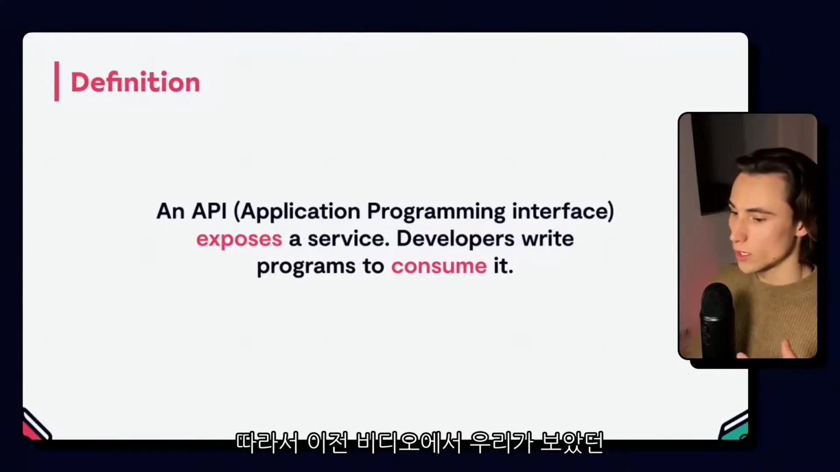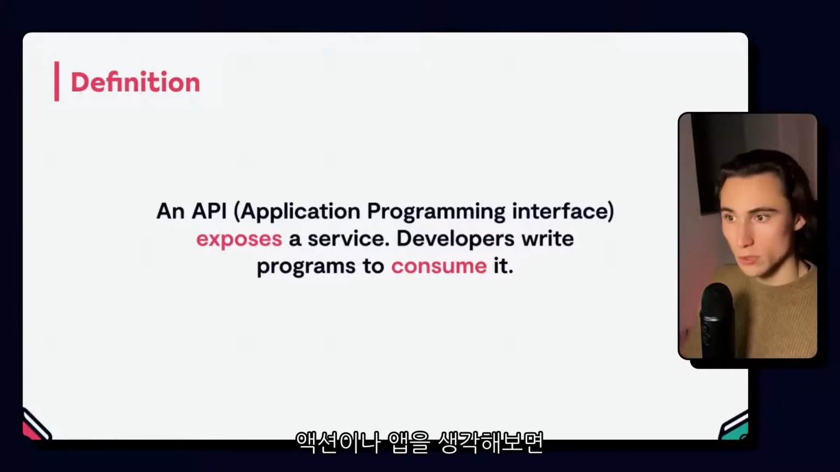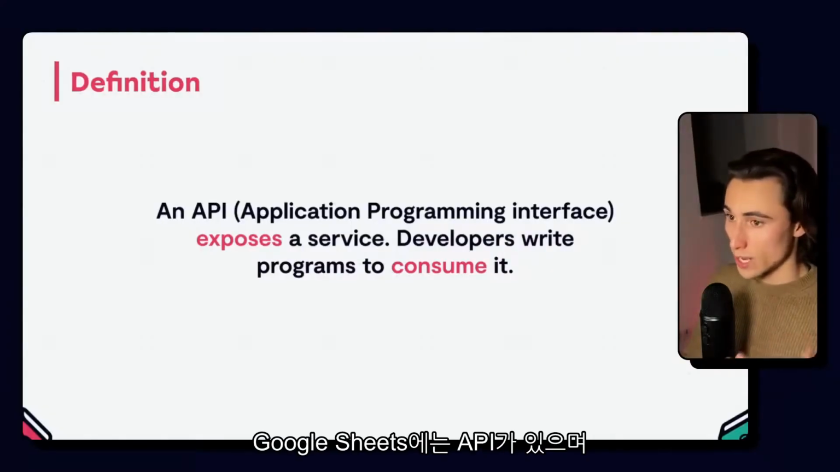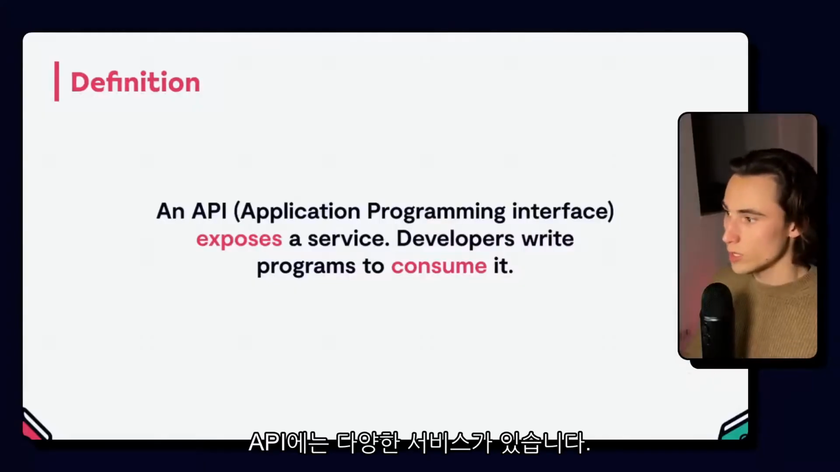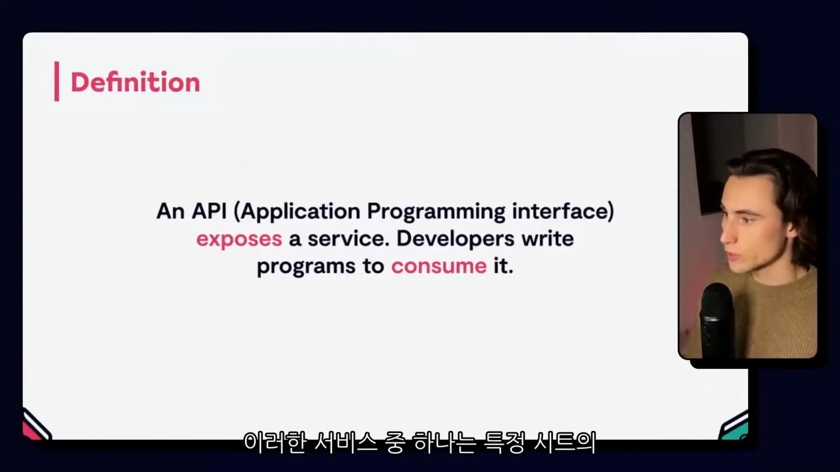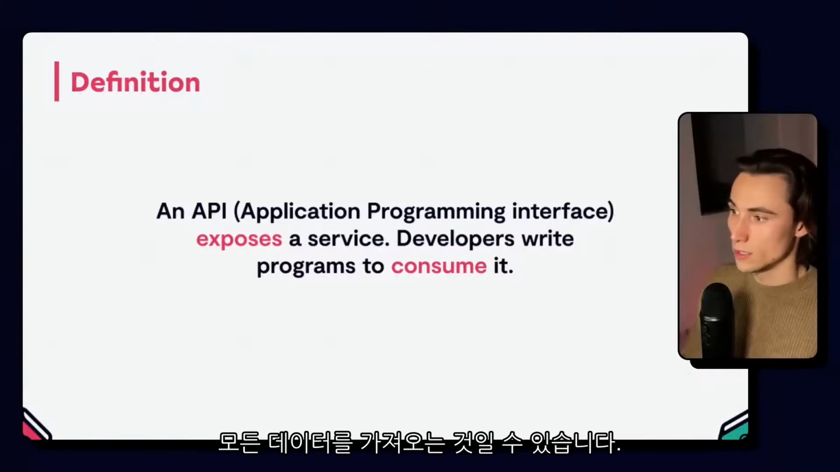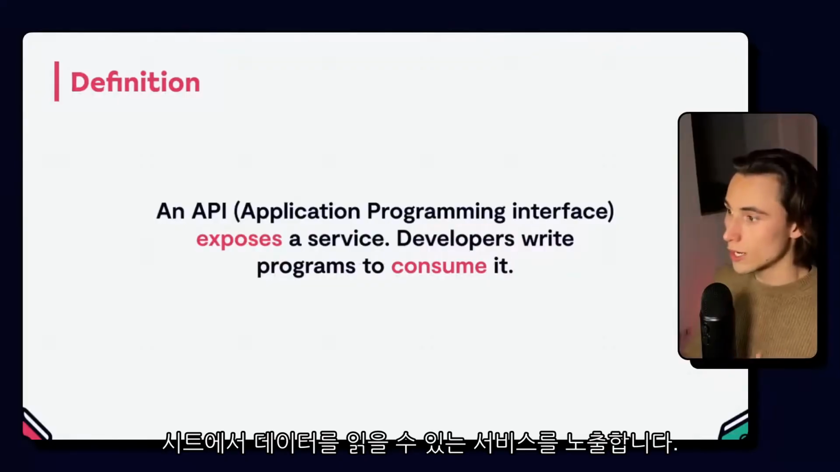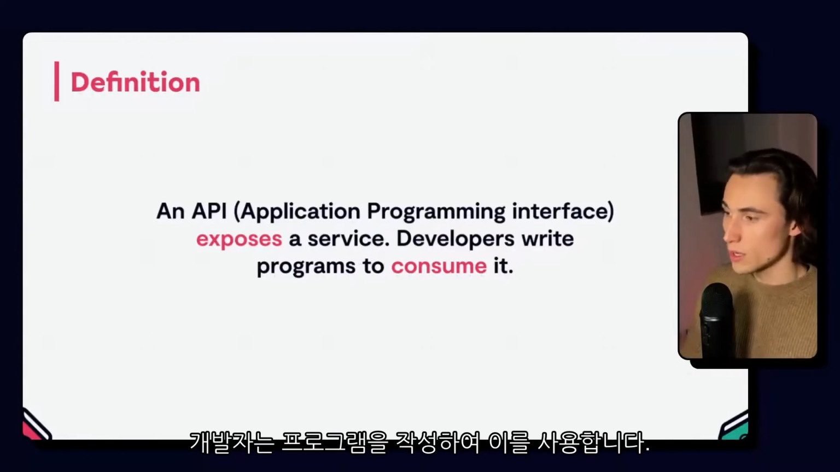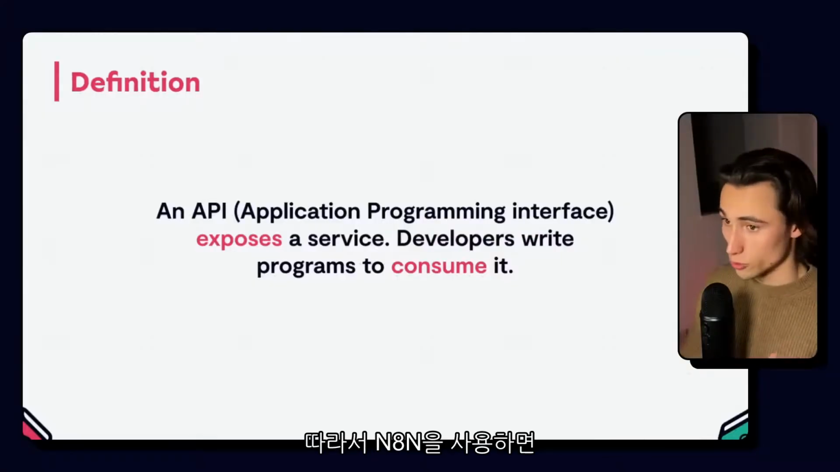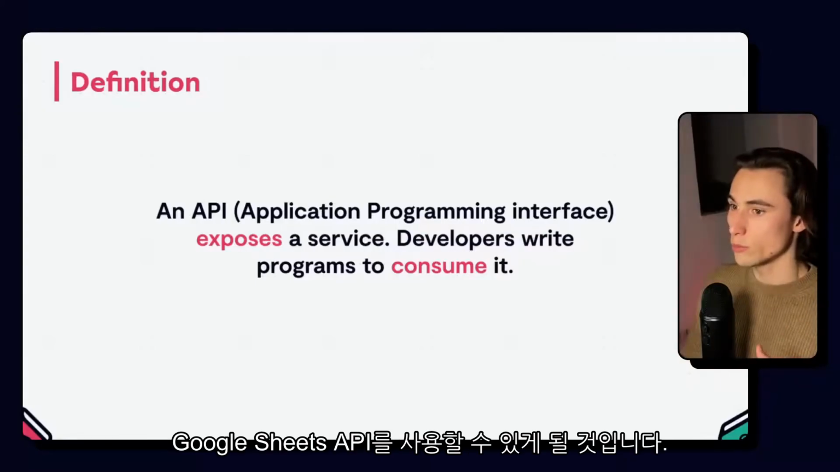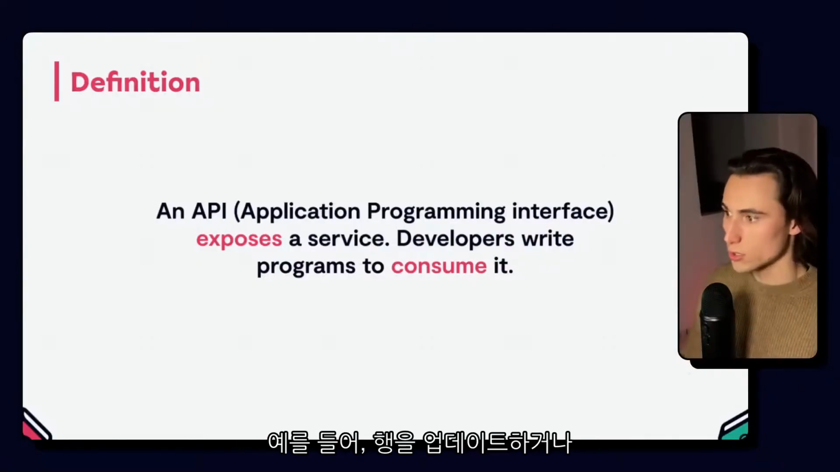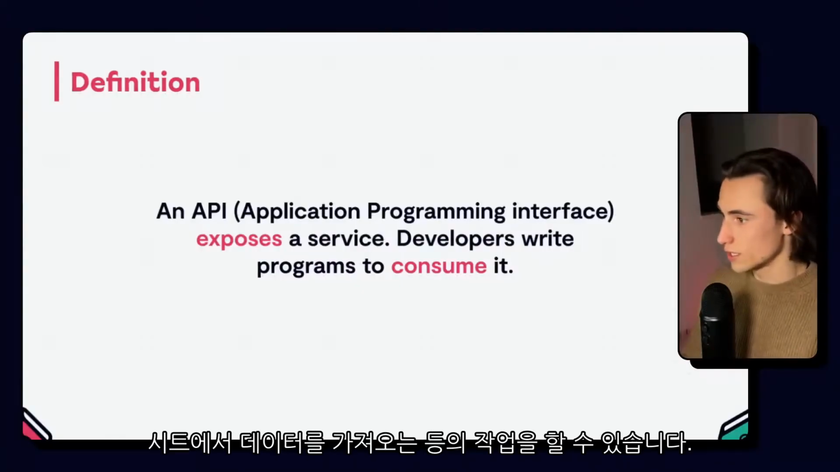So if we go back and we think of the actions or the apps in the past video, we might take the example of Google Sheets. So Google Sheets has an API, and in the API we have different services. So one of the services might be get all of the data in a specific sheet. And so the Google Sheets API exposes the service that allows you to read data in the sheet. Developers write programs to consume it. So using n8n, we're going to be able to consume the Google Sheets API using the different services, for example, updating rows or getting data in a sheet.